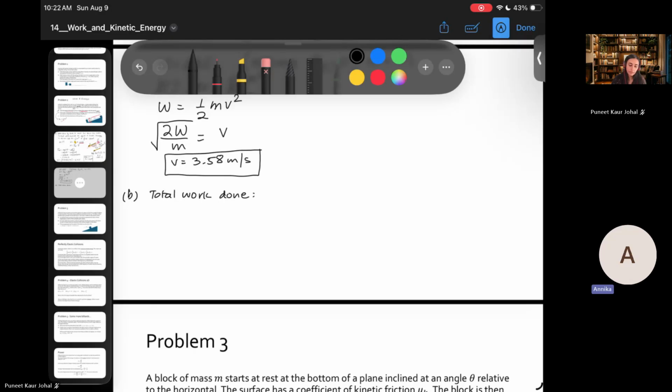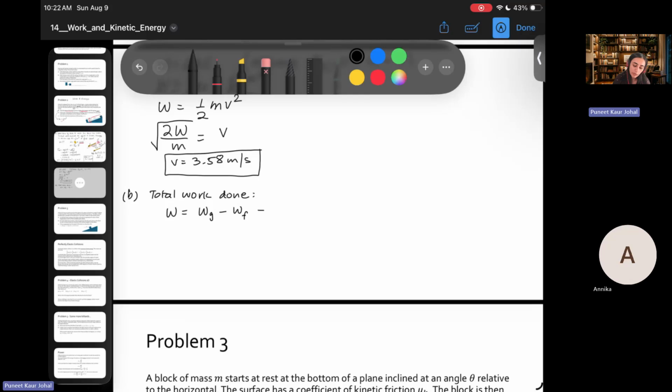Total work done will be that plus, you could say, the work done by the force of gravity. Yes, let's just put it that way. So work done by gravity. So that work is done this way. Minus work done by the friction. Yes.